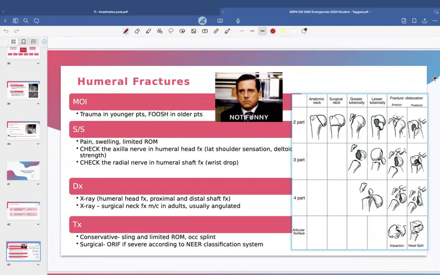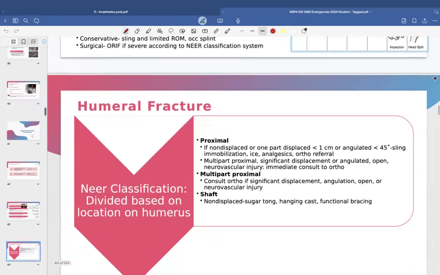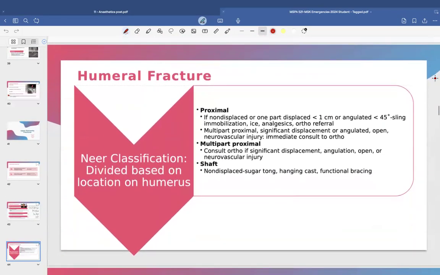X-rays are great. Go through your classification, but we have it here for you. It's all based on the proximity.